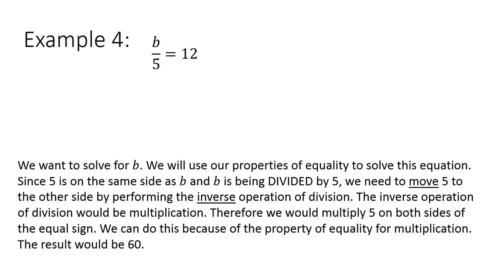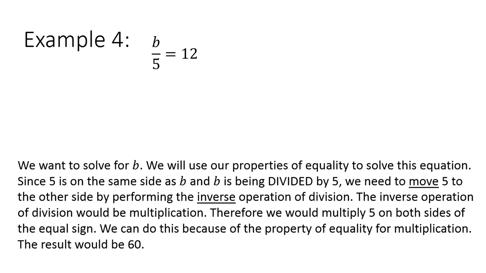Example 4, we have b divided by 5 equals 12. We are going to solve for b. We'll once again use our properties of equality to solve this equation. Since 5 is on the same side as b and b is being divided by 5, we need to move 5 to the other side by performing the inverse operation of division. The inverse operation of division would be multiplication.